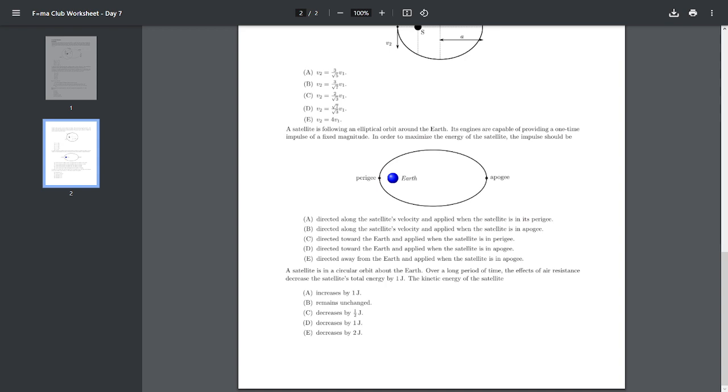So, a satellite is following an elliptical orbit around Earth. Engines are capable of one-time impulse of a fixed magnitude. In order to maximize the energy of the satellite, the impulse should be one of these. So, you can do common sense or you can do the math. You can probably solve it with common sense, but I'm too lazy to do it the common sense way, so I'm going to write this out, right? So, our change in energy, right? Remember that our impulse is going to be m dv, right?